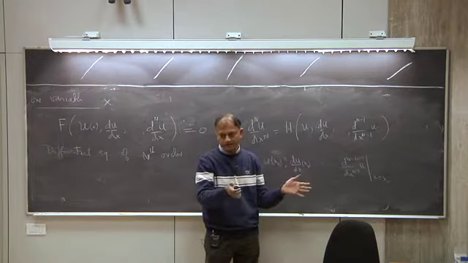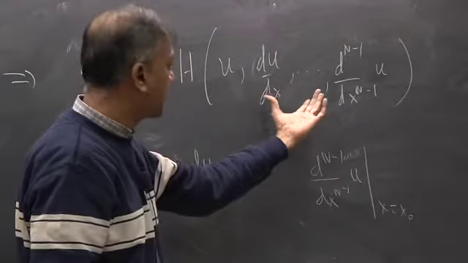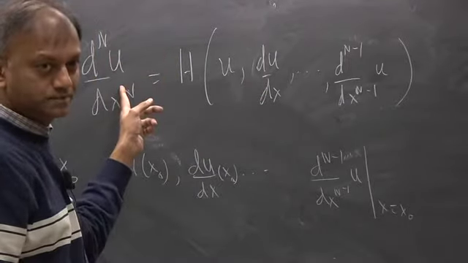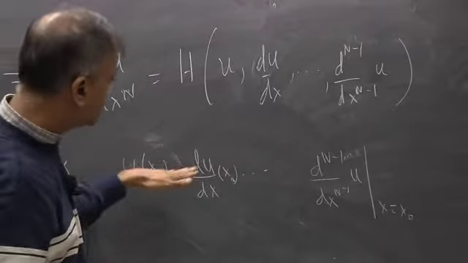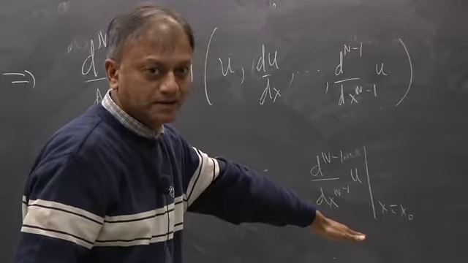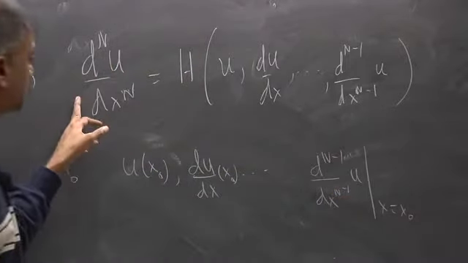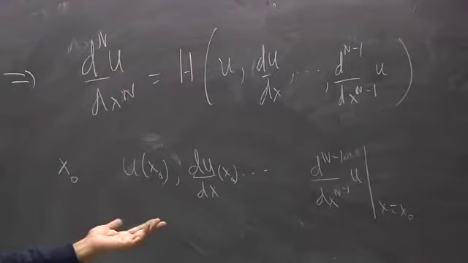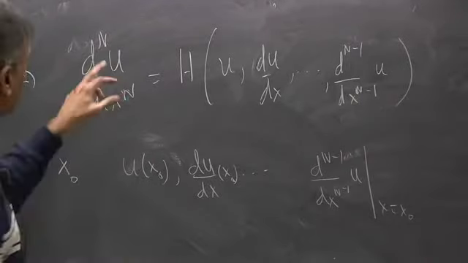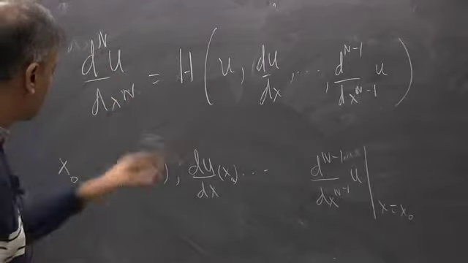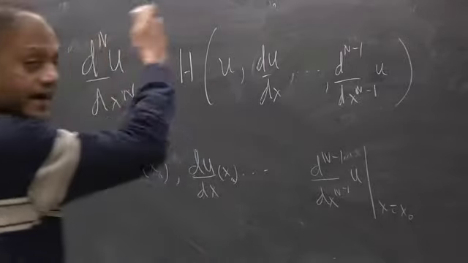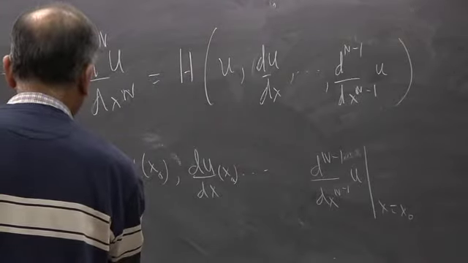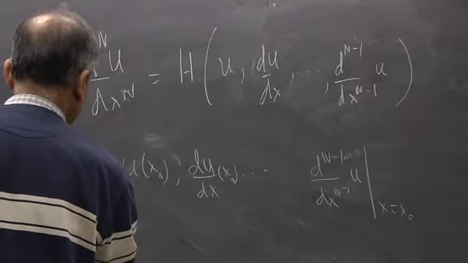These are just some numbers now. If I give you these numbers, you can plug them in here and determine d^n u, the nth derivative of u. So I need to give this data. If you give me this data, then I can use this equation to determine the nth derivative. In fact, you can determine any number of derivatives recursively, because once I determine the nth derivative from this equation, I can take one more derivative of this entire equation and get d^(n+1)/dx^(n+1) u.